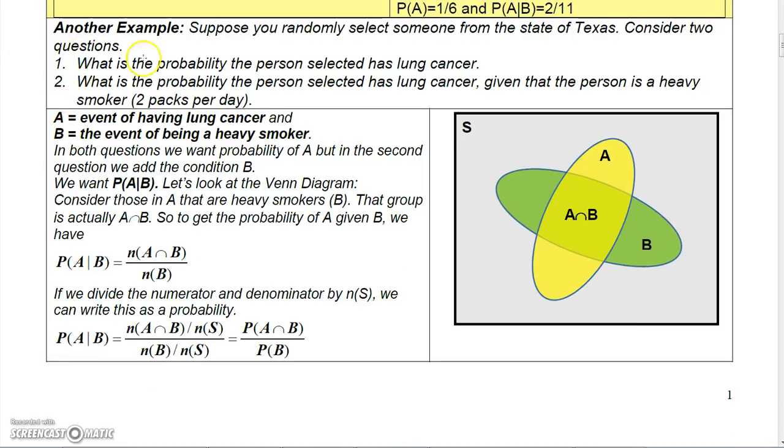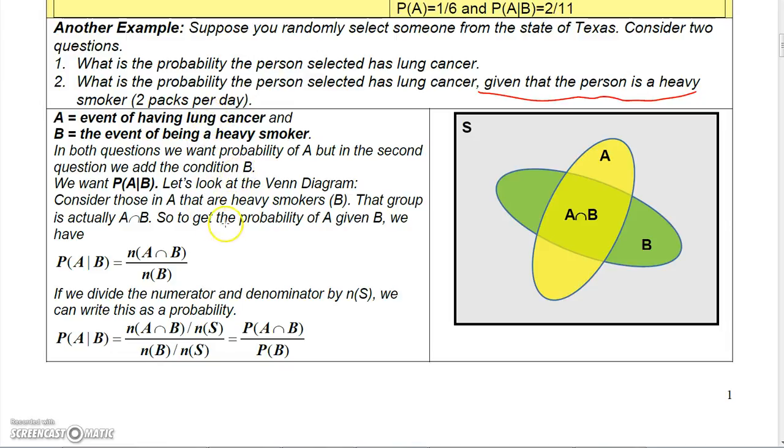Here's another example. Suppose you randomly select someone from the state of Texas. Consider 2 questions. What is the probability that the person selected has lung cancer? And what is the probability that the person selected has lung cancer given that the person is a heavy smoker? Obviously, we wouldn't expect these two probabilities to be the same, even though we're asking the same probability. In both, we're asking the probability that they have lung cancer, but in the second one, we're placing a condition or restriction on them.